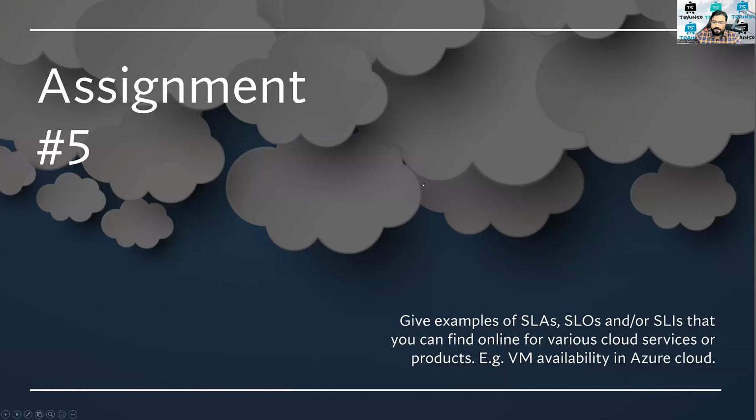And as the next assignment, you can Google various examples of SLAs, SLOs, or SLIs that you can find online for various cloud services or products. Example, VM availability in Azure Cloud or AWS Cloud. So search for these terms, try to make sense of it, and then you comment. That way you will be learning and also you will be helping others.